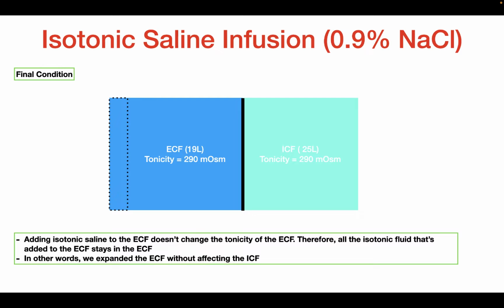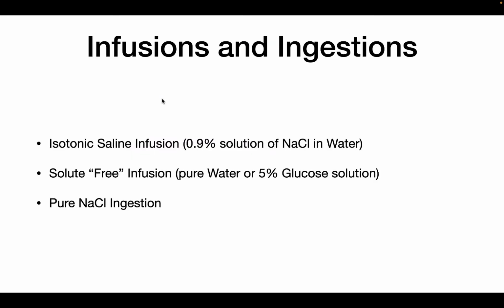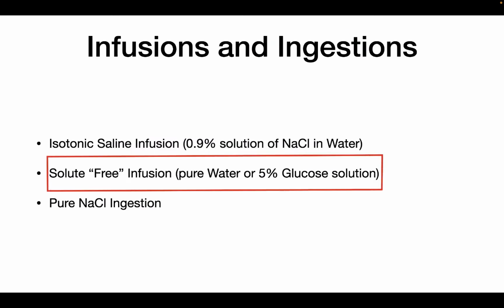And if you don't know what tonicity is, please go to my video, Tonicity versus Osmolality. There you'll get a better understanding of what I mean. So that's what isotonic saline would do. So what about the next one? Solute-free infusion. A solute-free infusion would either be pure water or 5% glucose solution. And we'll talk about why 5% glucose solution is considered solute-free.